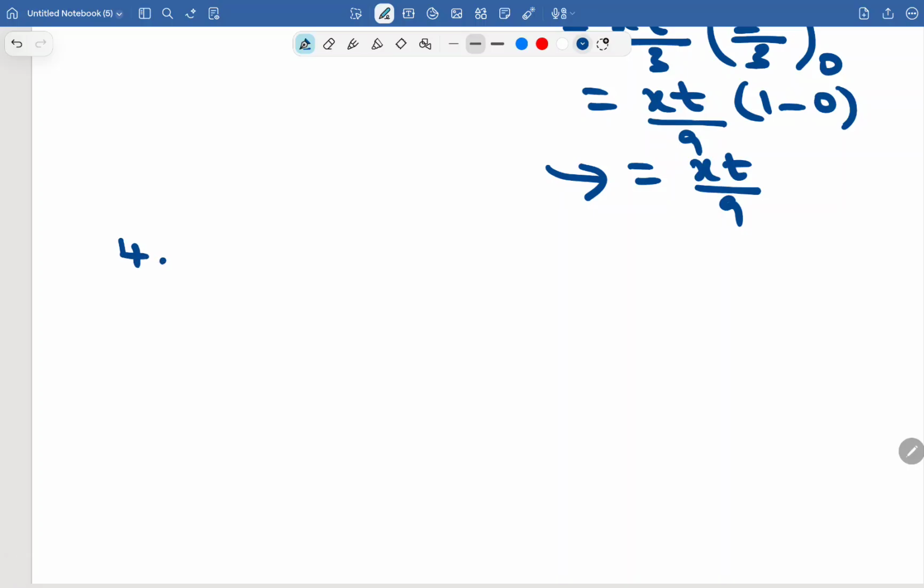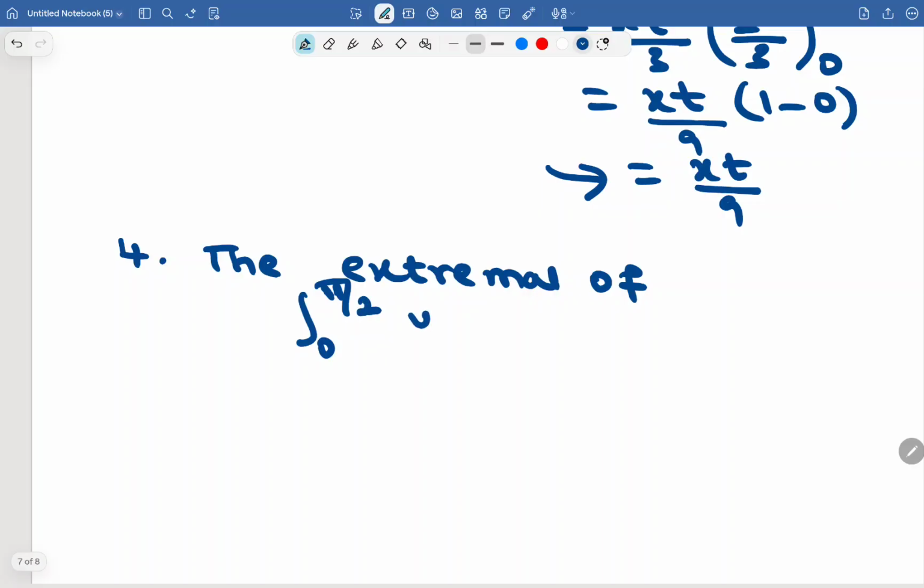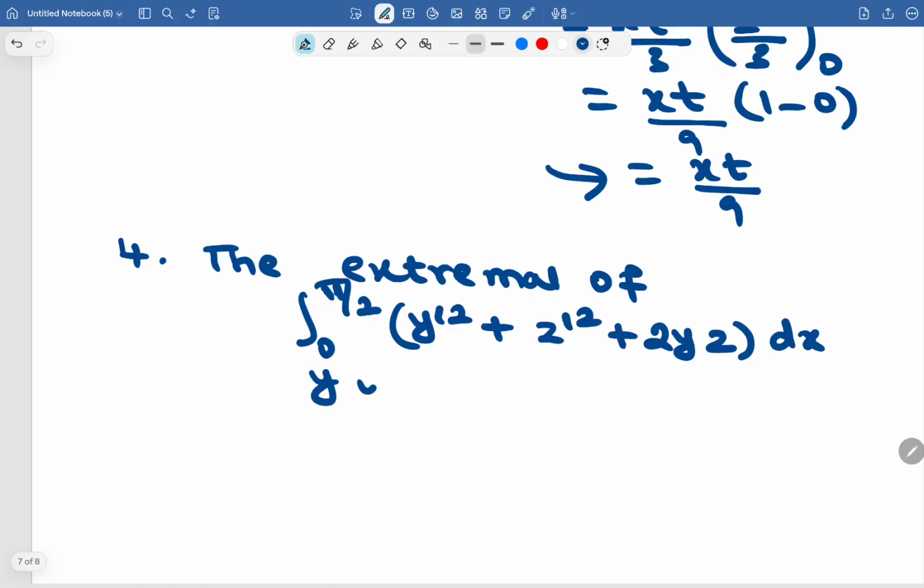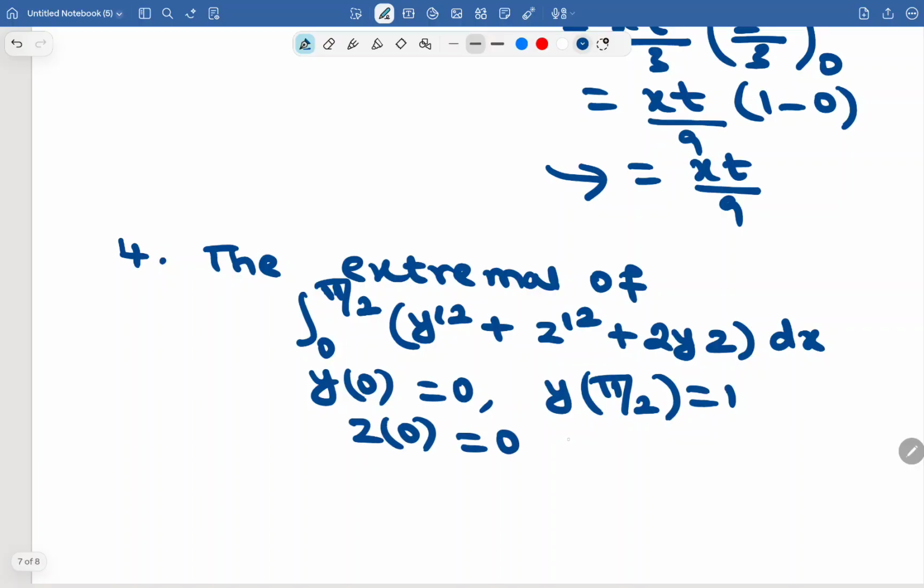Problem number 4. The extremal of the integral 0 to pi by 2 of (y dash squared plus z dash squared plus 2yz) dx, with the conditions y of 0 equal to 0, y of pi by 2 equal to 1, z of 0 equal to 0 and z of pi by 2 equal to minus 1.